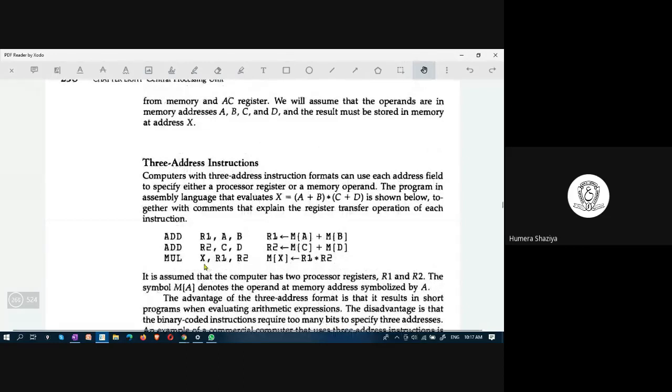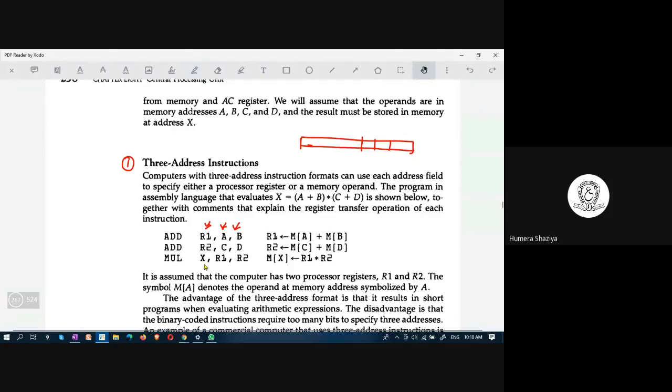So let us sum up what we studied so far. We learned three address instructions. In three address instructions, we have one register and two memory addresses. Here also there is one register and two memory addresses. Here we have one memory address and two registers. Three address instruction implies that an instruction contains three addresses.